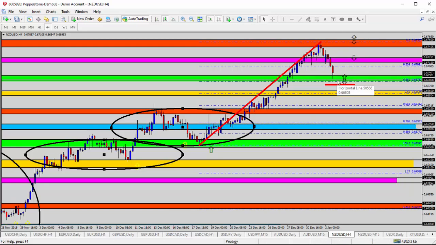If you're going to go short, there's no reason really right now to go short. I suppose the only real reason to go short is that it comes up and holds resistance at the pink zone, 0.671525. It's not there, so not really your opportunity for the day on the New Zealand dollar.